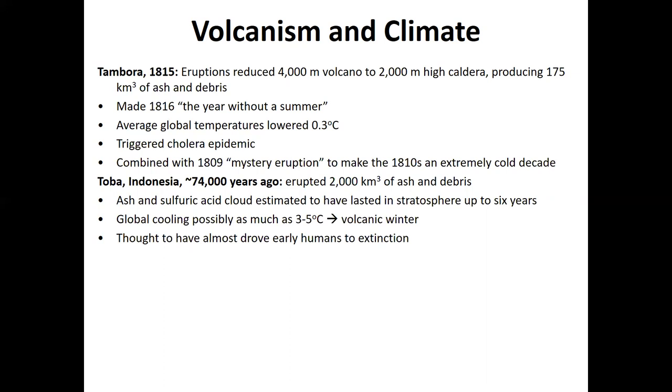Then Mount Toba in Indonesia, even further back, around 74,000 years ago, which we mentioned, erupted about 2,000 cubic kilometers of ash and debris. And then an ash and sulfuric acid cloud, estimated to have lasted in the stratosphere up to 6 years, caused global cooling, possibly as much as 3 degrees centigrade, resulting in what's known as a volcanic winter. And it's thought to have almost driven early humans to extinction.